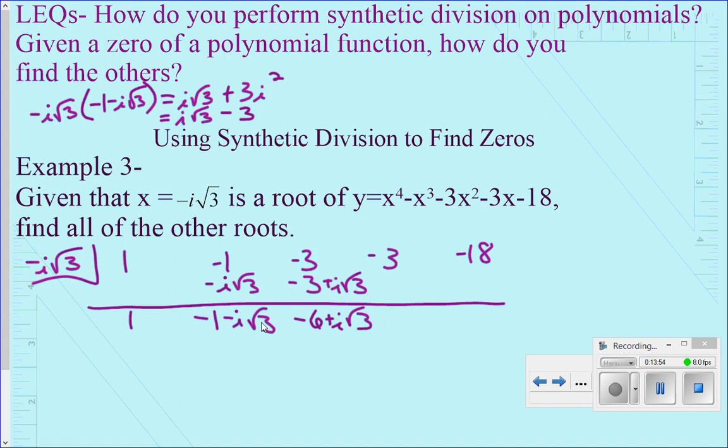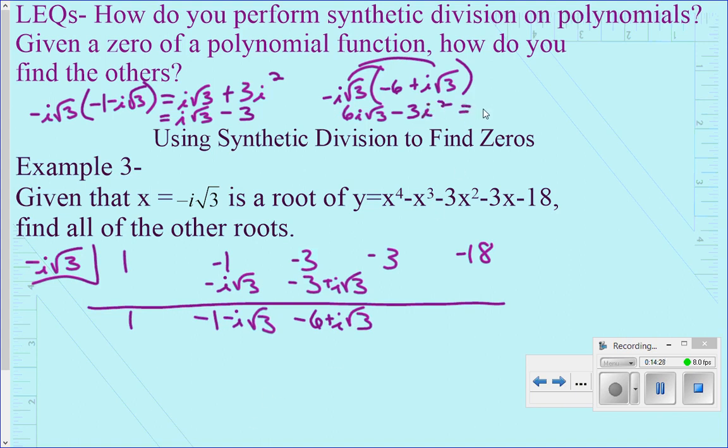So once again, we have a binomial times a monomial. So I'm going to write that out. Negative i root 3 times the quantity, negative 6 plus i root 3. So I'm going to distribute that one at a time. Negative times a negative is a positive. 6 times i root 3 is 6i root 3. Next, positive times a negative is a negative. Root 3 times root 3 is 3, and i times i is i squared.